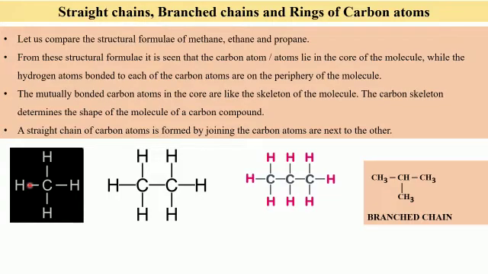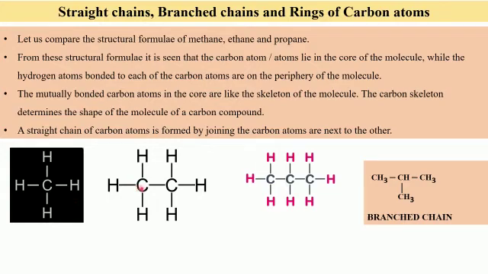You find the carbon atom or atoms, while the hydrogen atoms that are bonded to the carbon atoms are on the periphery. So you can see that there are 4 hydrogen atoms that are bonded to this one carbon atom. So they form the periphery of the molecule. They are present at the outer part of the molecule. You find the hydrogen atoms.